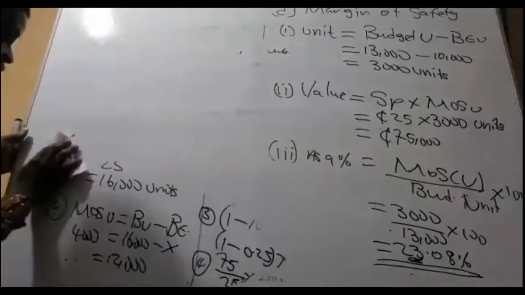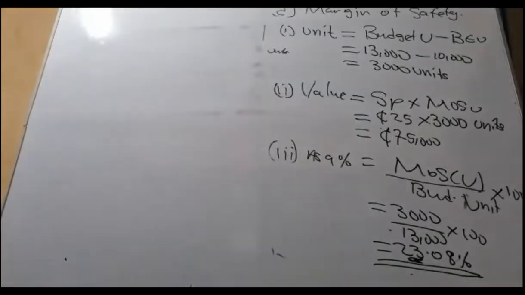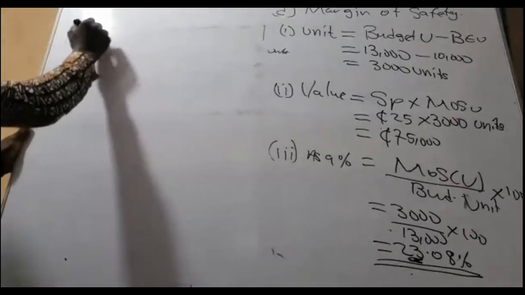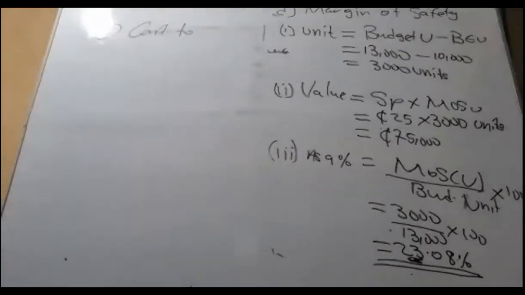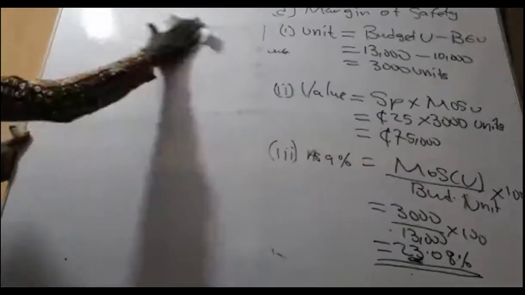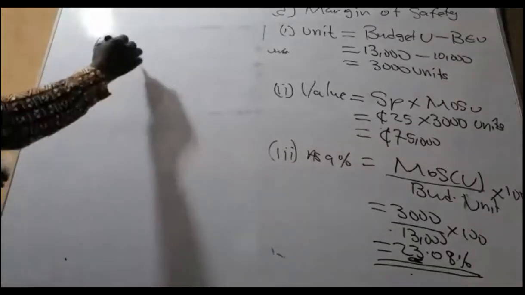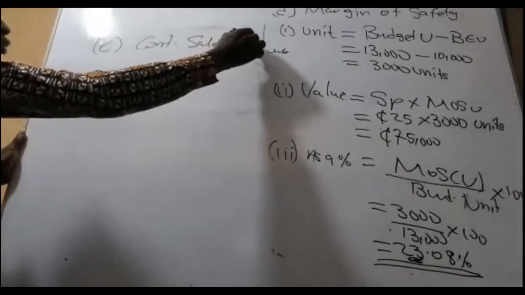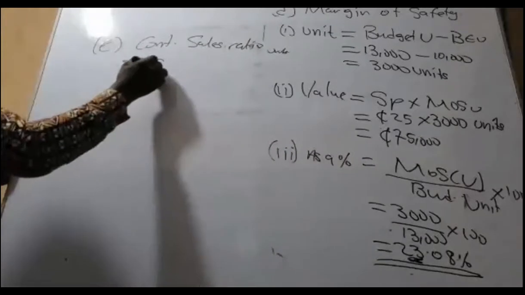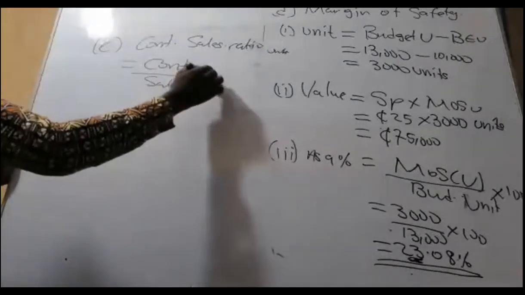Ratio. So the CS ratio will be nothing but what? That's E. E will be the contribution to sales ratio. We did the D. In fact, the arrangement of the question does, there's one that did not name it. So we are at E, the contribution to sales ratio. Please, the formula is equal to the contribution divided by sales times 100.